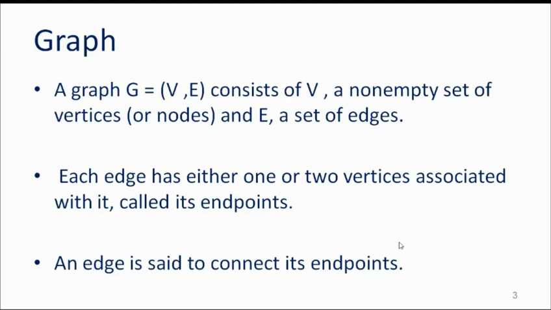The line that connects two vertices is called an edge. This edge may be without direction or with direction. If there exists direction, then it is said to be a directed graph. If there is no direction mentioned on that, then it is said to be an undirected graph.